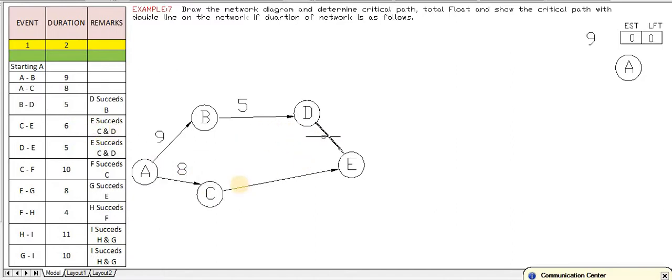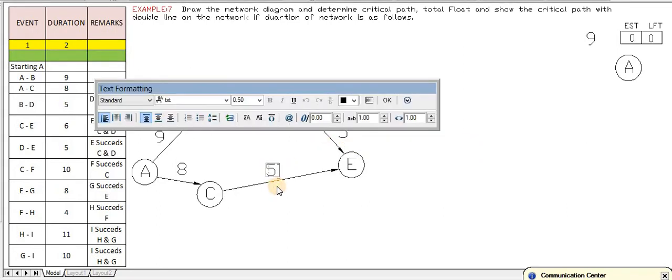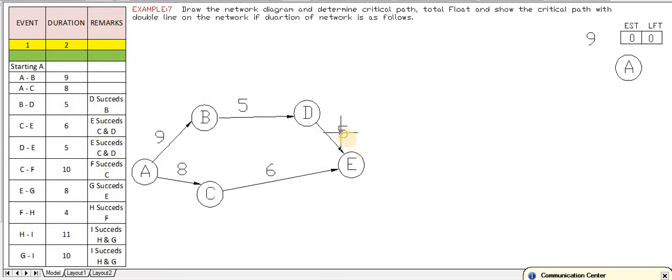What about C to E? C to E has been 6. So we will copy this and paste it as 6. We will edit this C to E, that is 6. And what about D to E? D to E has been 5. D to E has already been taken as 5. Okay, so in this way, up to this point, we have calculated the things.